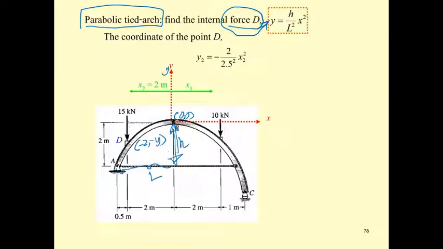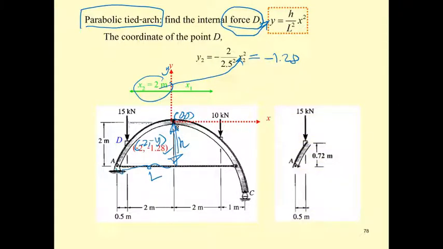By doing this, you can determine the Y, right? Yes, sure. Just put 2 into this equation. You will get this one as equal to minus 1.28. So we have this as a coordinate. And then we can draw the portion of the arch from A to this. Since this one is 1.28, the rest of this is going to be 2 minus 1.28. That is going to be 0.72.